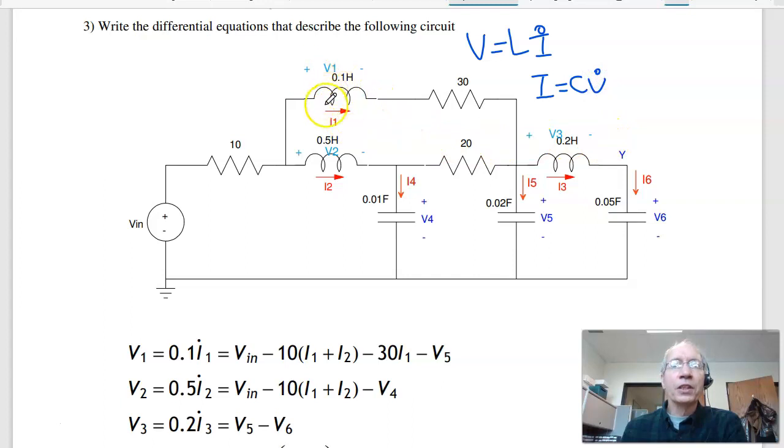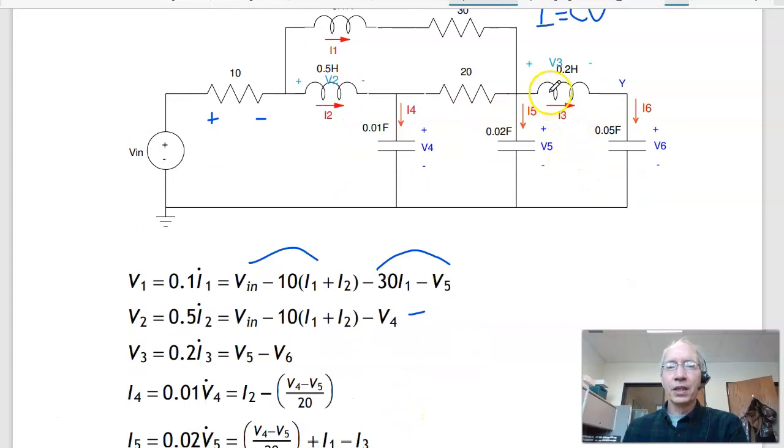So for this first inductor, the voltage across it, V1, is L di/dt, 0.1 I1 dot. That's the voltage on the left, which is 10 minus this voltage. That's I times R. The current is I1 plus I2 for conservation of current. That's the voltage on the left. Voltage on the right is V5 plus 30 times I1. So minus V5 minus 30 I1. For V2 dot, this one right here, voltage on the left, again, is Vn minus 1 times I1 plus I2. The voltage on the right is V4. That gives me the second equation.